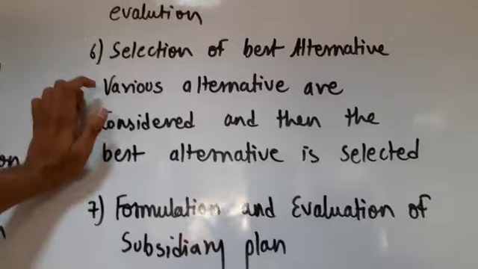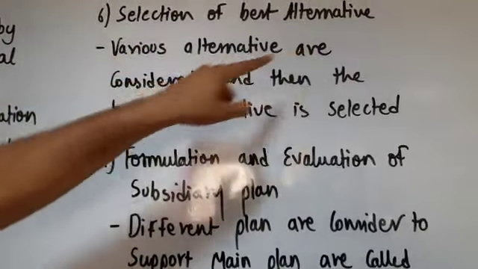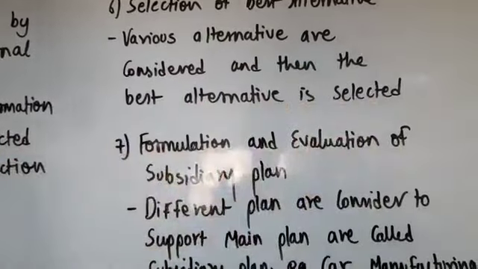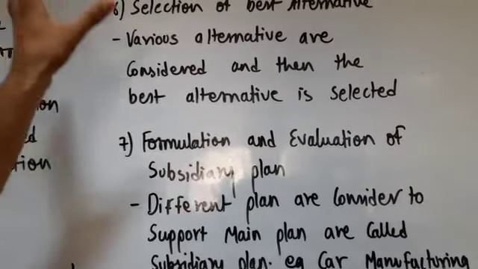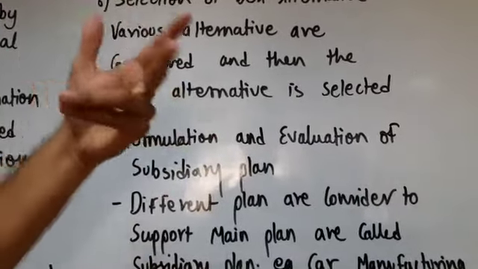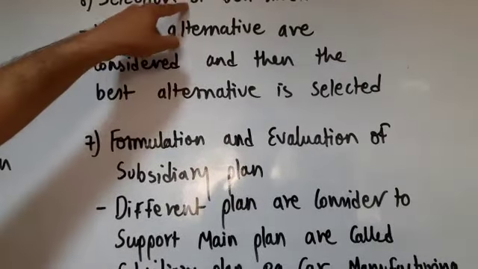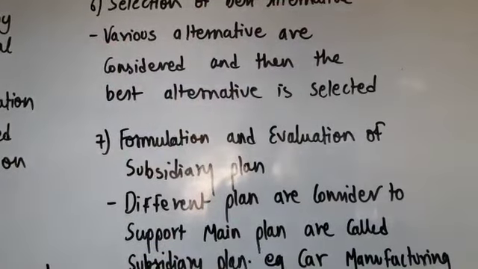Now see, what is selection of best alternative? Various alternatives are considered and then the best alternative is selected. For doing certain things, different alternatives are considered. We can do different alternatives for achieving the objectives. But out of them, we have to select the best alternative for the plan.